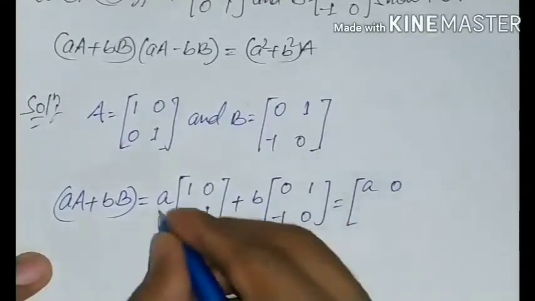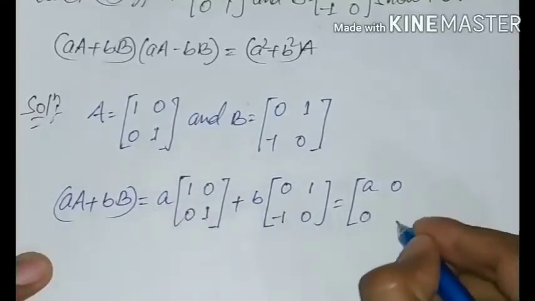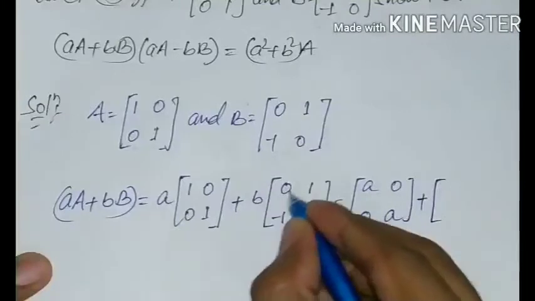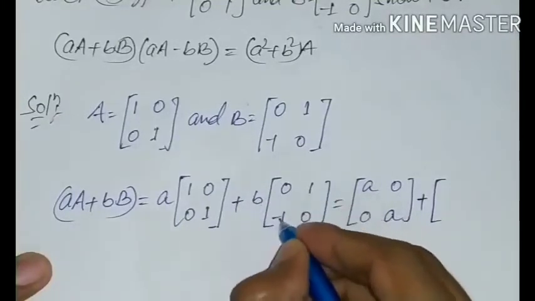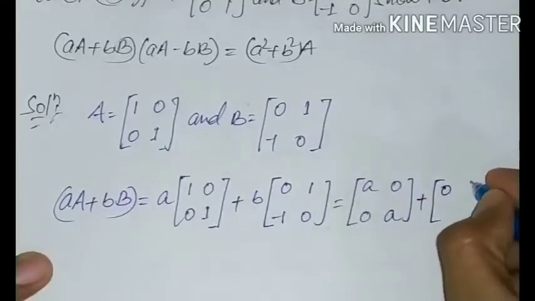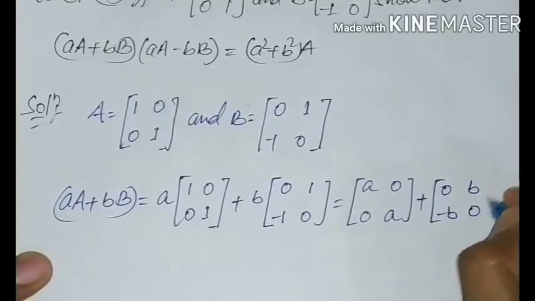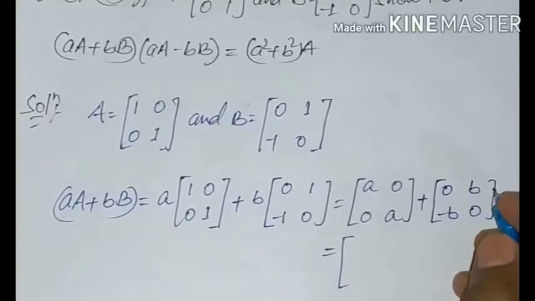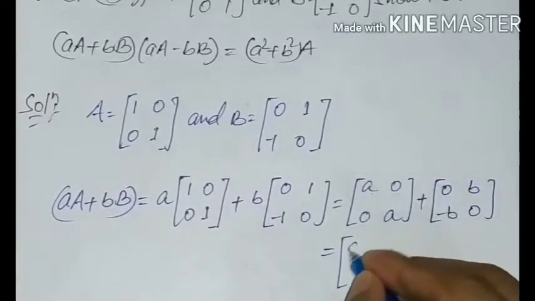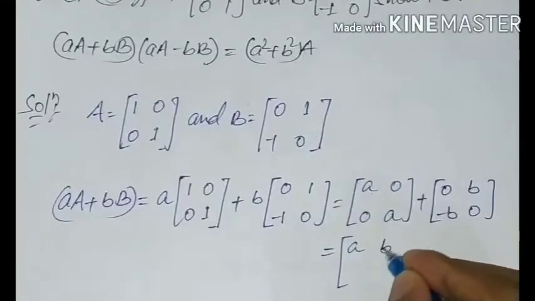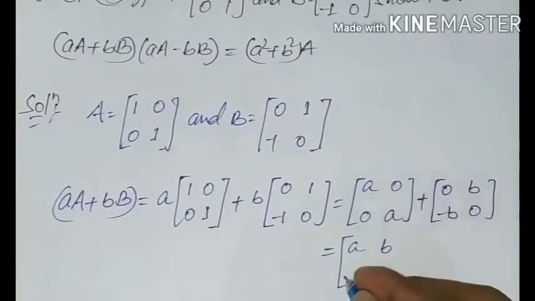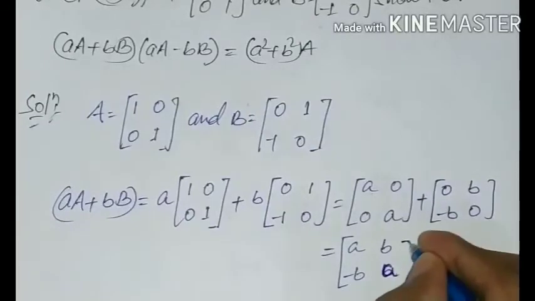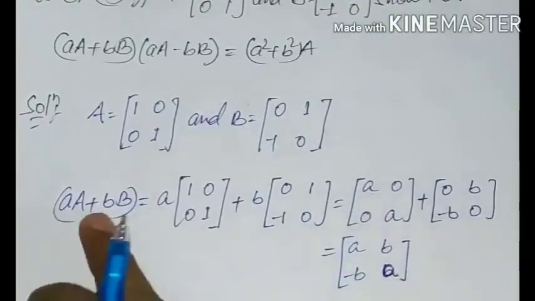a into 1 will be a, a into 0 will be 0, a into 0 will be 0, and a into 1 will be a, plus b into 0, b into 1, b into minus 1, b into 0. It will be 0, b, minus b and 0. Again the addition of these two matrices will be a plus 0 will be a, 0 plus b will be b, and 0 minus b will be minus b, and a plus 0 will be a. Okay, this is the value of aA plus bB.